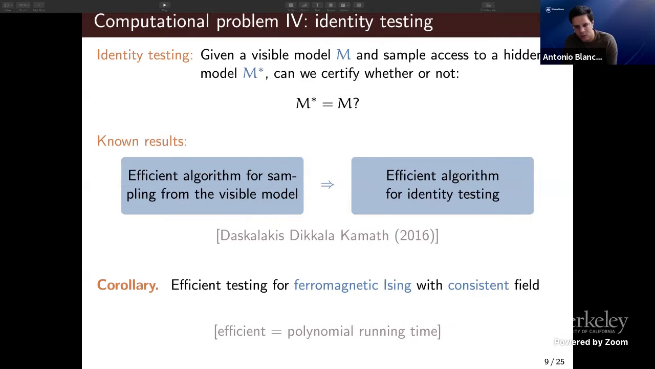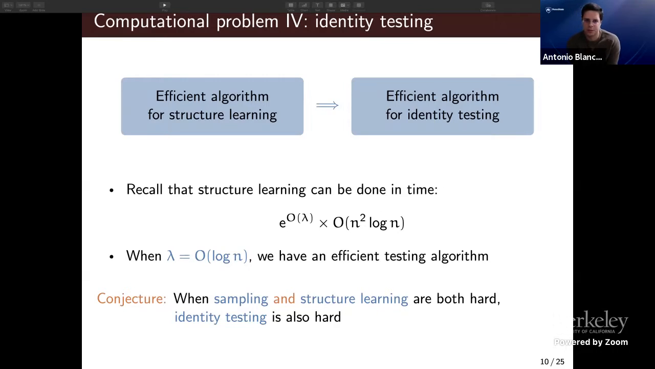There is another simple result that comes from structural learning: if you have an efficient structural learning algorithm, then you can efficiently test. And this is natural. Learning should be a harder problem than identity testing. The idea is that you can use your learner to learn the hidden model and then just compare whether the hidden model is equal to the visible model or not. This is a very inefficient way of doing the testing.